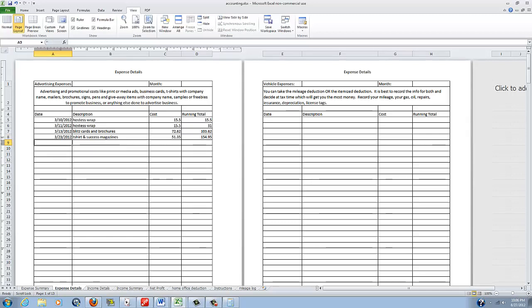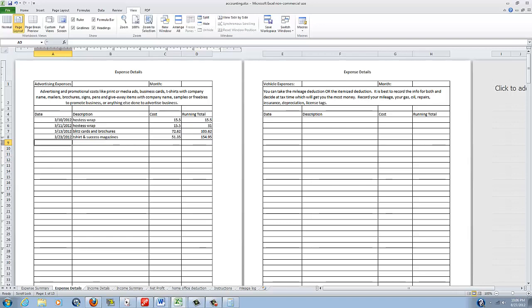$154.95. In expenses, you would put on here if you paid for any print advertising, banner ads on a website, or anything that you're doing for advertising, like giveaway items, samples, freebies, t-shirts, things you're doing to promote your business.